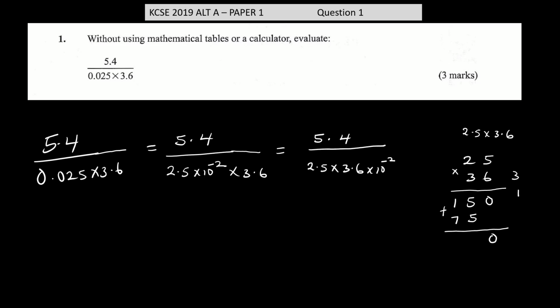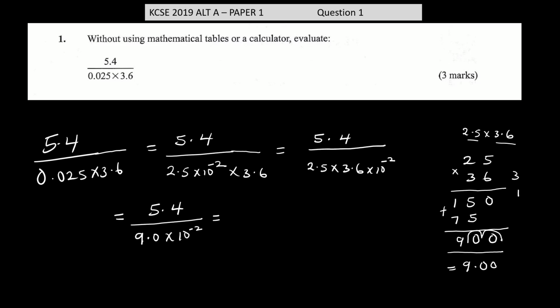Adding this, we have 0, 0, and 9. This is 900. But since we are multiplying 2.5 and 3.6, and we have two numbers behind the point, which is 5 and 6, we are going to count our points in two places, 1, 2, and this now equals 9.00. Let's go back to our question. We now have 5.4 all over 2.5 times 3.6 equal to 9.0 times 10 raised to the power minus 2.